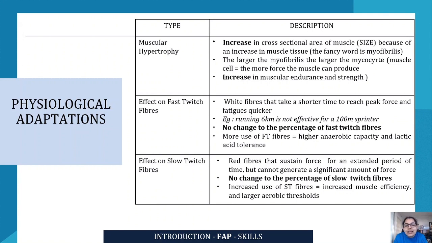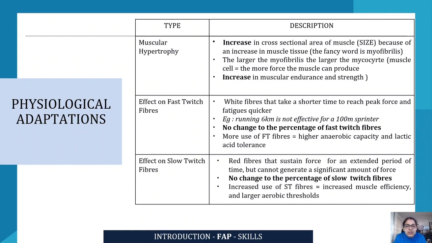And that is because there's an increase in the muscle tissue, and the fancy word here is myofibrils. Myofibrils are the component which is actually responsible for muscular contraction. Now, the larger the myofibrils, the larger the mitochondria. Those are your muscle cells, and they can actually lead to your muscles producing more force as well. So ultimately, muscular hypertrophy will increase as a result of strength training, and it will cause an increase in muscular endurance and strength as well. So if you've got bigger muscles, you'll have more strength and more endurance too.